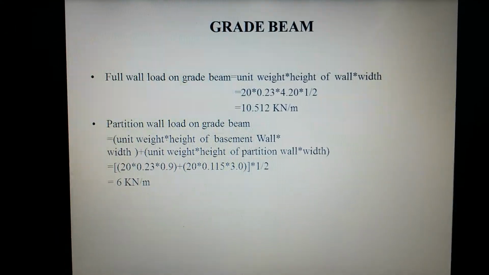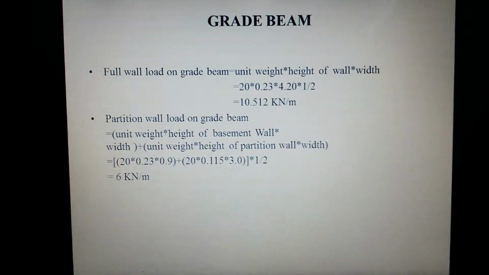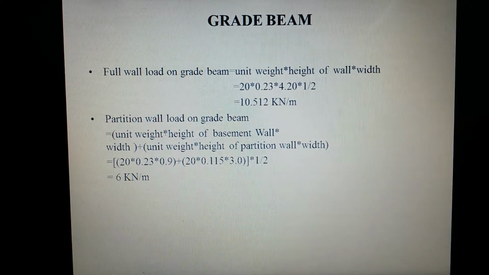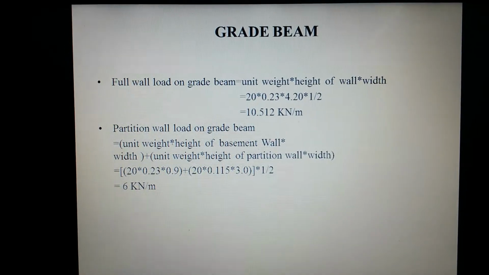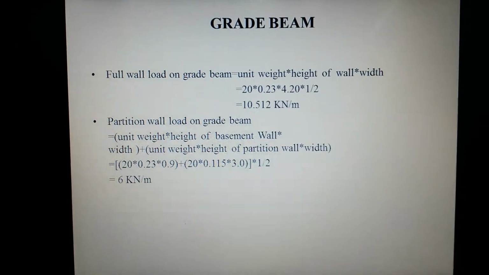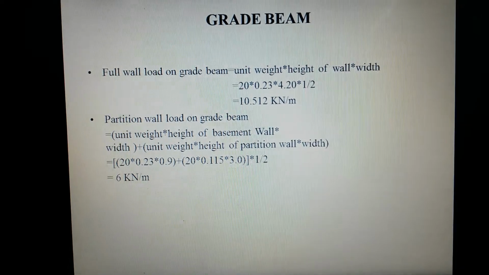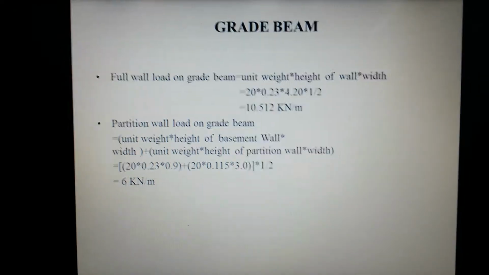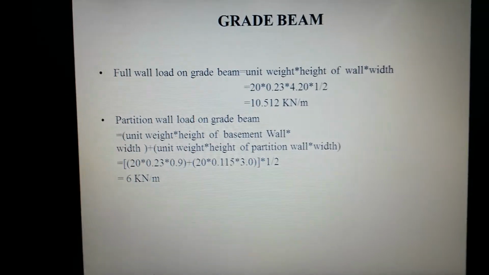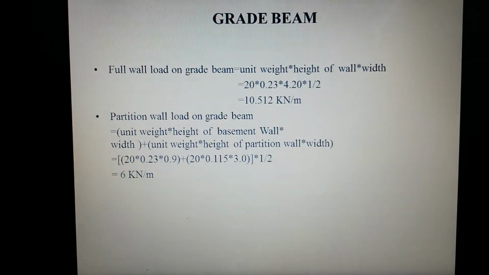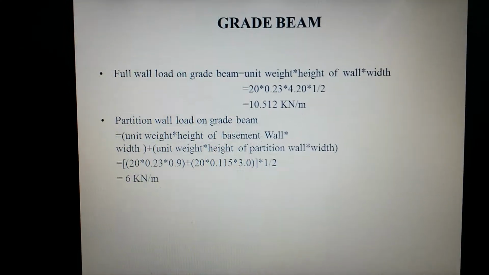Next, the load calculation. The loads which could be applied for the grade beam are full wall load and partition wall load. Only 50% of the load goes to the grade beam, while the other 50% is taken by the soil below. The load is calculated using the formula unit weight into height of the wall into width. The unit weight of the brick is 220 and the height of the wall is 4.2. The width is 0.23.